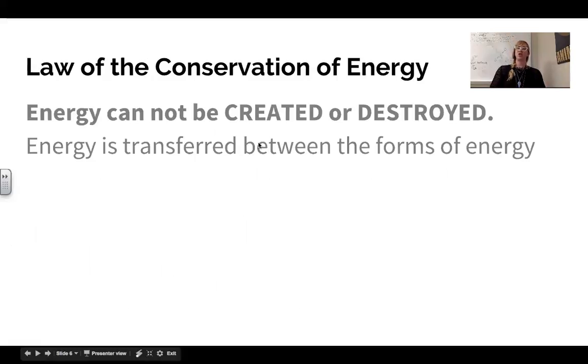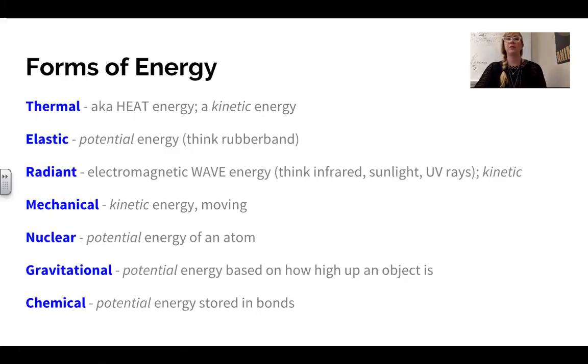Law of the conservation of energy. Energy cannot be created or destroyed. There's a set amount of energy on the earth, that's it. Can't be created, can't be destroyed. It can only be transferred between the forms. So we can go between potential, kinetic, right? We can go back to all these forms. We can go between all these different kinds.